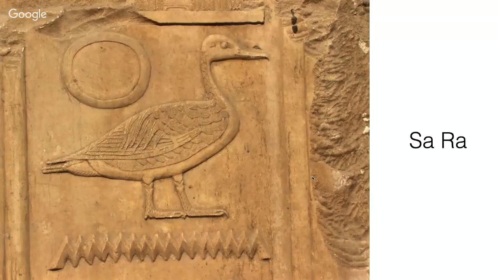All right. Next and last, the fifth name is the Sa Ra name. The Sa Ra name is indicated by a bird, a pintail duck, to be more precise, and then the solar disk here. So the duck represents the word Sa for son, and then the solar disk represents Ra. So the son of Ra. And this would indicate the fifth and final name, the family name.